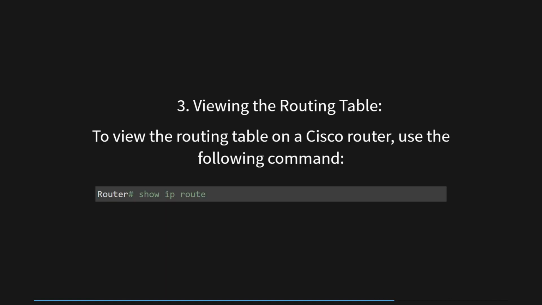To access and view the routing table on a Cisco router, you can use the command show ip route in the router's command line interface. When you enter this command, the router will display the complete routing table, providing essential information about how data packets should be forwarded. The output will include details such as the network destinations, which are the IP addresses or network addresses of the destination networks.